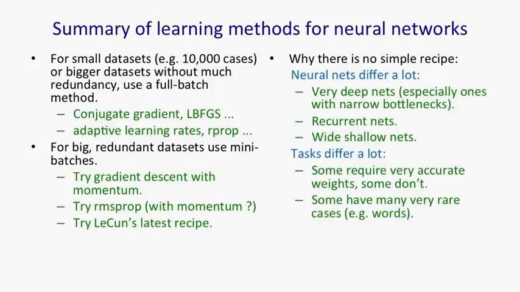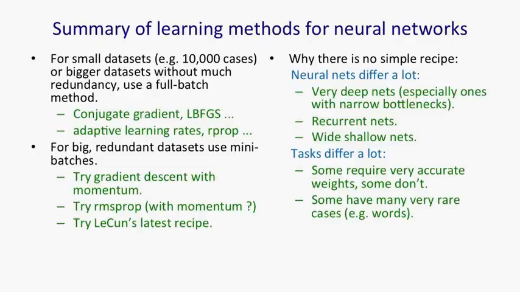The other consideration is that tasks differ a lot. Some tasks require very accurate weights. Some tasks don't require weights to be very accurate at all. Also, there are some tasks that have weird properties. Like if your inputs are words, rare words may only occur in one case in 100,000. That's a very, very different flavour from what happens if your inputs are pixels.